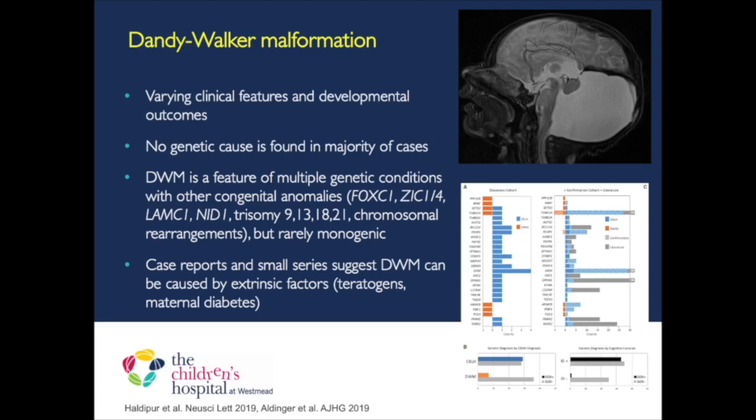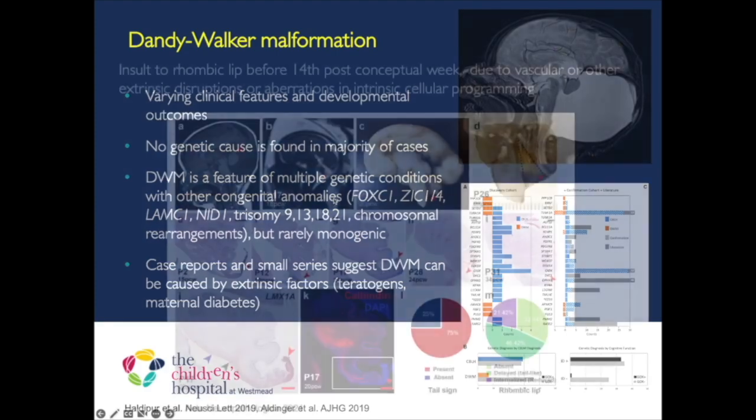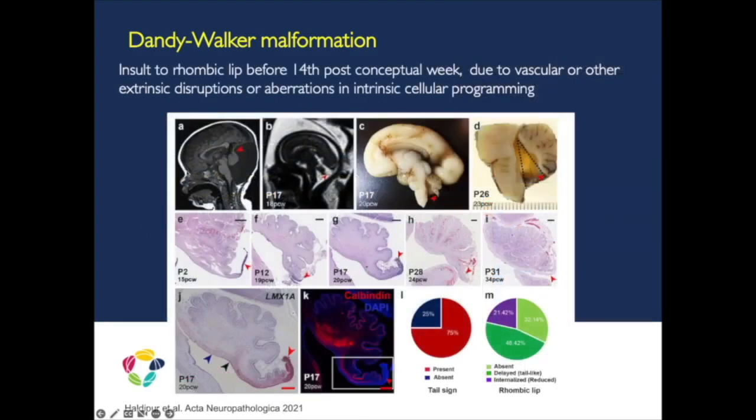And there's actually also a growing body of evidence that suggests that the Dandy Walker malformation can be caused by extrinsic factors. So we have this recent study by Haldipour and colleagues where they could show that an insult to the rhombic lip before the 14th week was the inciting factor to cause the Dandy Walker malformation. And this could be due to vascular insult, it could be due to issues with intrinsic cellular programming, so it could be due to genetic or acquired causes. So it's probably more of a phenotype than a diagnosis, and also the clinical presentation is quite variable.